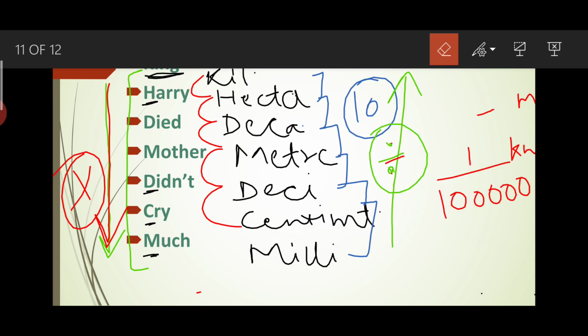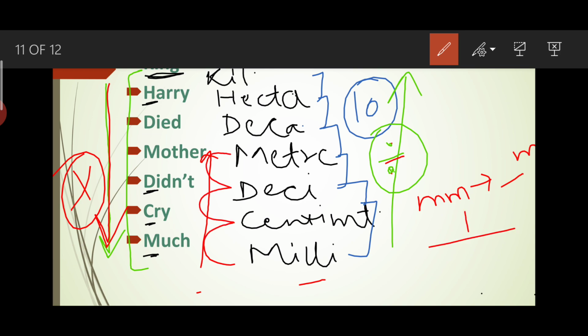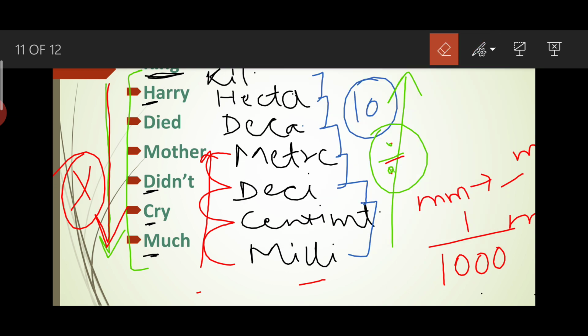Now let us suppose we have another example, that is if you have to convert millimeter into meter. Millimeter is small value, you have to go from below to upward. How much distance you have to go? 1, 2 and 3. So you have to write these 3 zeros into division. So this is mm into meter. I think this is very much clear to all of you.